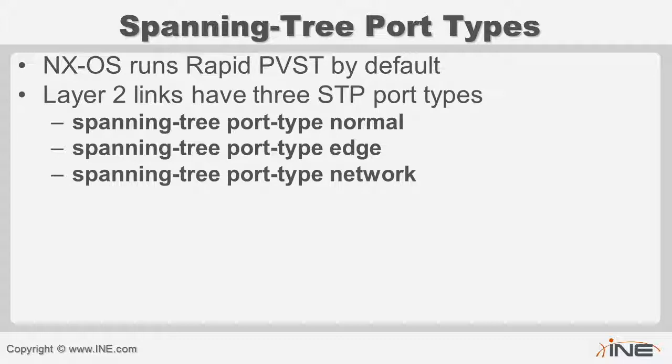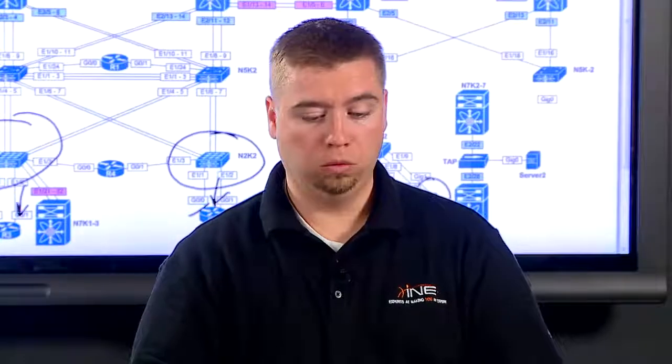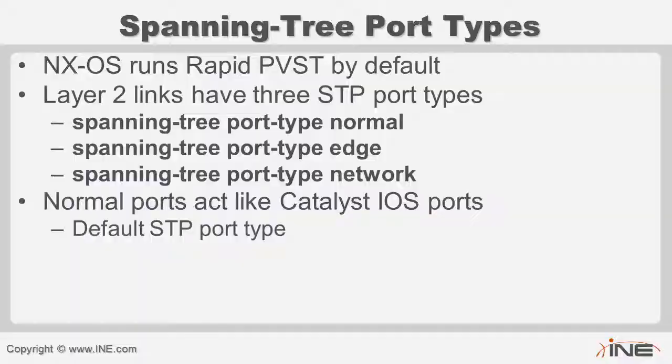Now, all ports that are layer 2, whether they are on M1, F1, M2, F2, or the 5500 ports, are going to be running as spanning tree port type normal. So essentially, they're going to be running in the same type of mode as a Catalyst IOS layer 2 switch port would work. So that's going to be the default spanning tree port type.